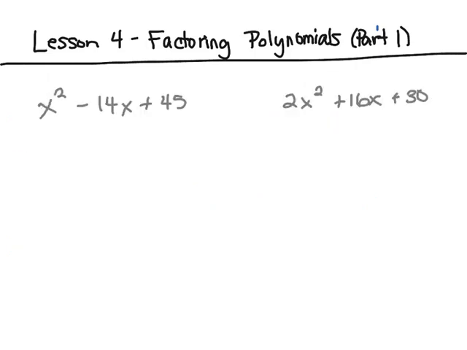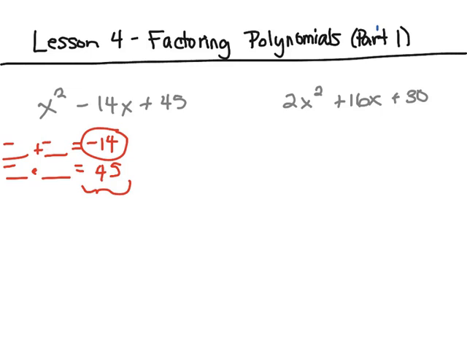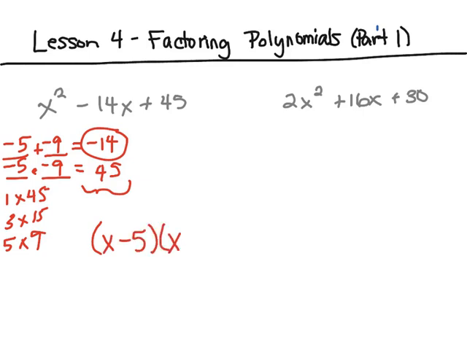Okay, next one we have blank plus blank equals negative 14, and blank times blank equals 45. Because this one is negative and this one is positive, we know that both numbers will have to be negative. So we have 1 times 45, 3 times 15, and 5 times 9. So 5 plus 9 is 14, so negative 5 plus negative 9 is negative 14. So x minus 5, x minus 9 is our solution.